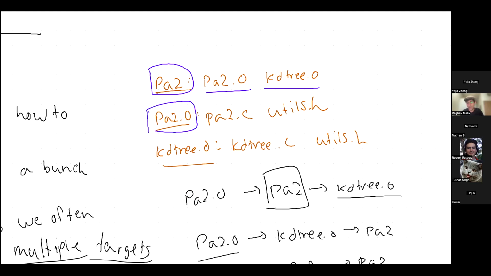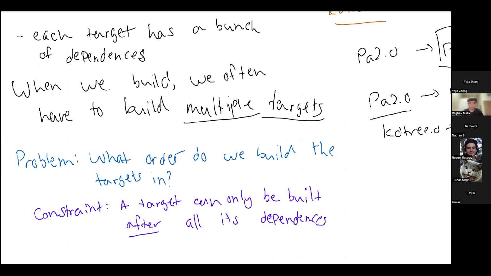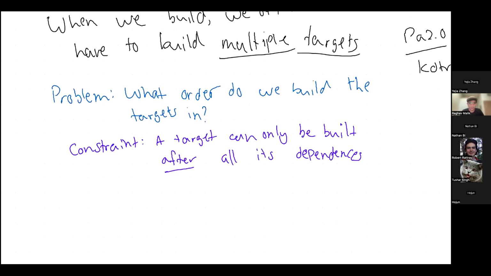The PA2 object file can only be built after the source file and the utility header are both available, right? So a target can only be built after all of its dependencies. Okay, so hopefully this motivates a problem, which is we have a bunch of things, some of them depend on each other, and we need to find a good way to schedule them, right?